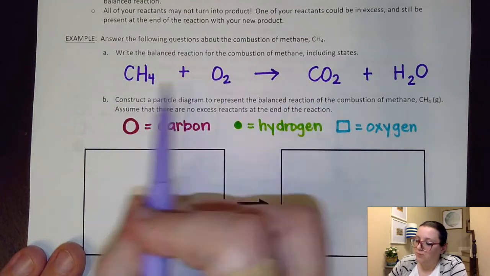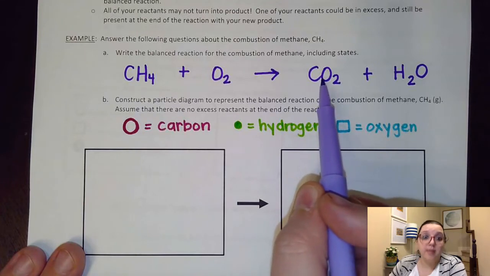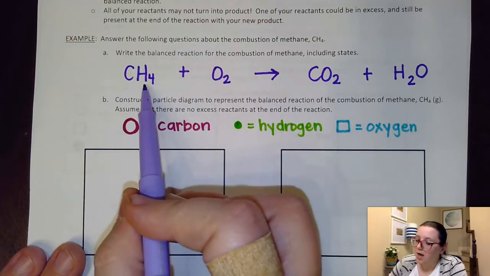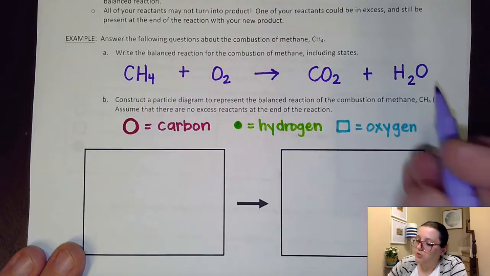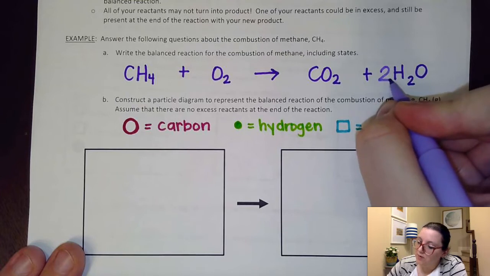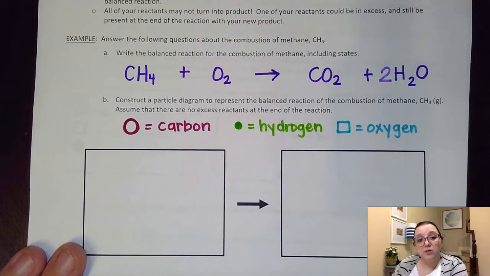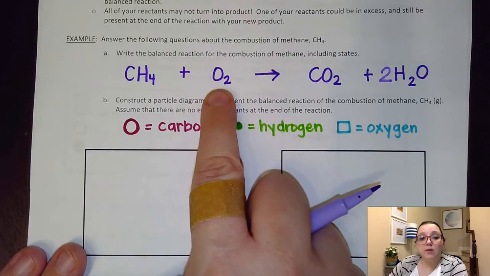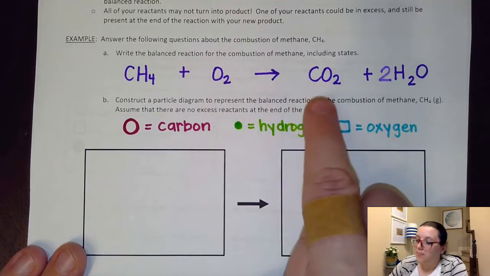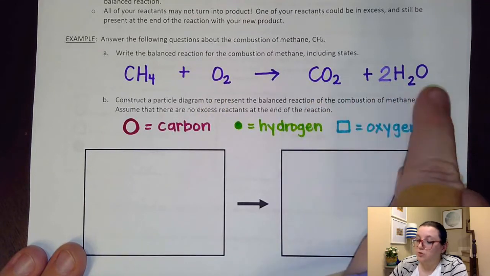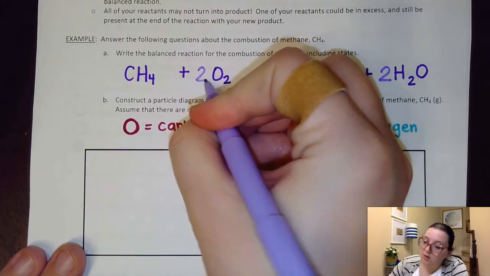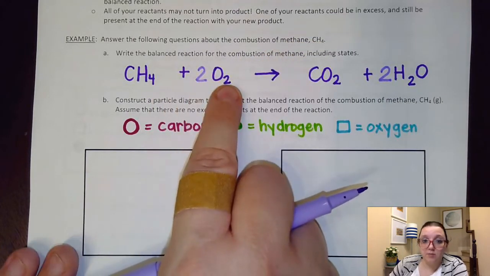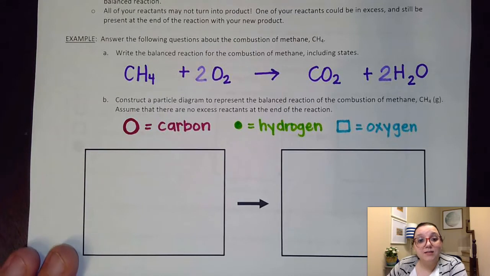So I double check the carbons and I'm like, one carbon, that looks good. So next I'm going to check hydrogens. Here I have 4 hydrogens. On the product side I only have 2, so I'm going to put a 2 in front of this water. And then finally I'm going to check oxygens. Right now on the reactant side I have 2. On this product side I have 2 and 2, so that's a grand total of 4. And so in order to balance this, I'm going to put a 2 here, because 2, when I double it, would be 4.